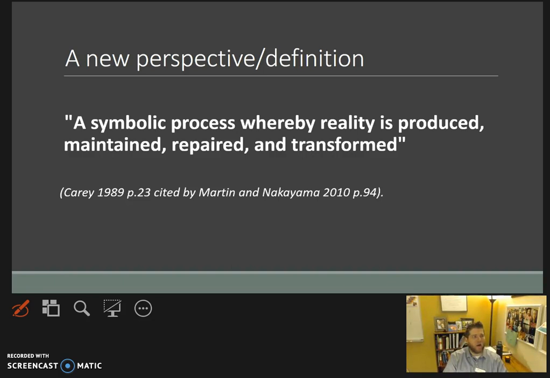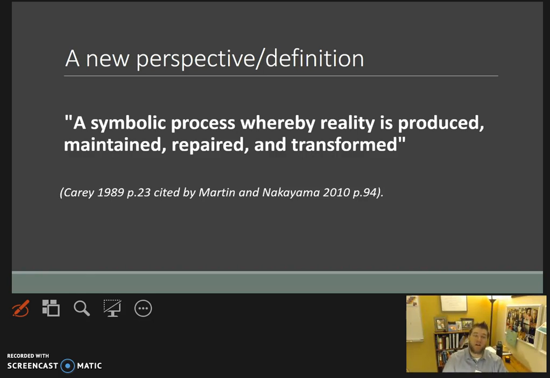So communication is a symbolic process. The symbolic process, I hope I just explained. It's symbolic because the symbols that we write, folks, are just symbols that have been decided upon. If I write T-A-B-L-E, you know what that is because you understand the symbolic process, okay? It's a symbolic process whereby reality is produced, maintained, repaired, and transformed.